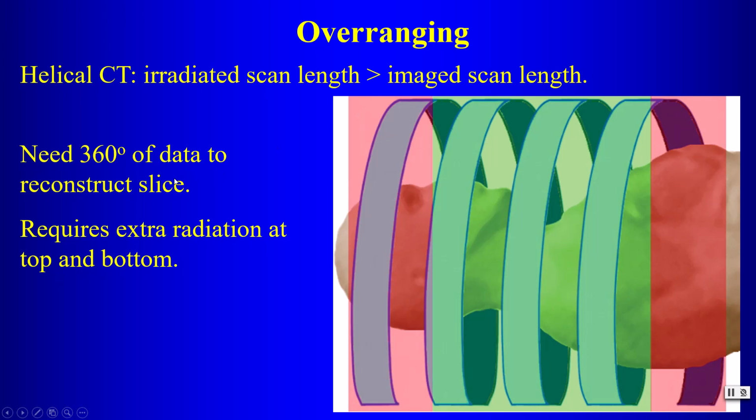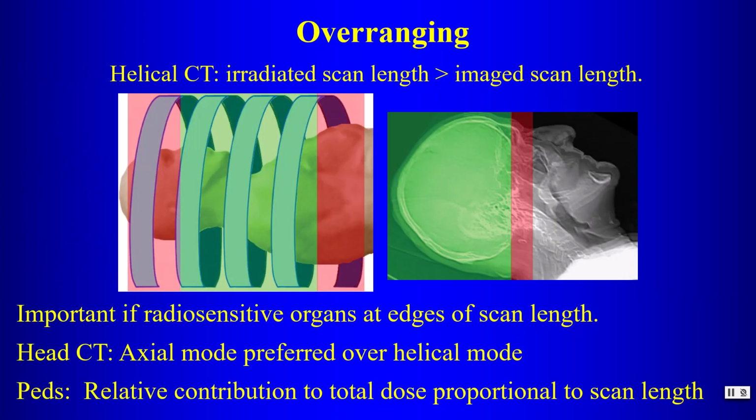Since we need 360 degrees of data to reconstruct a slice, this requires some extra radiation here at the top and at the bottom, which are tissues that are irradiated but are not actually included in the image data that we look at. So there is extra radiation here, and this is called overranging, and this is reported in your CT dose report. So this becomes important if you have radiosensitive organs at the edges of the scan length.